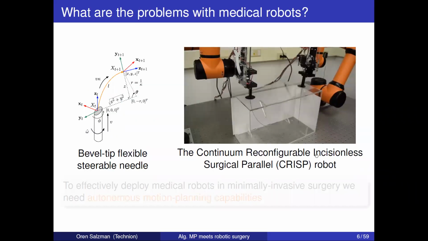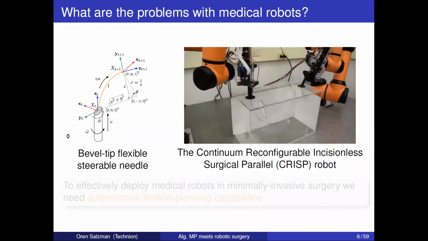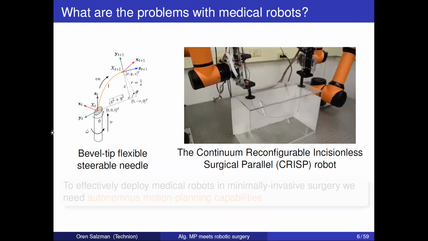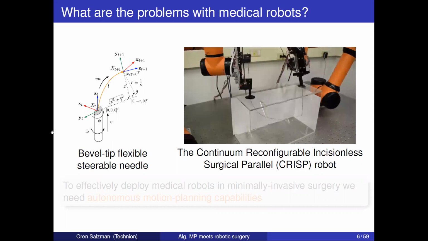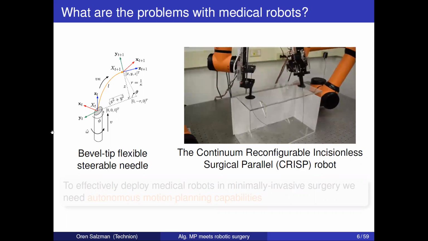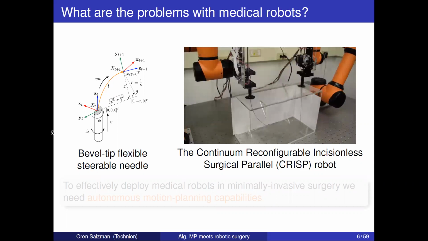So what's the problem? On the left, we see the kinematic model of one of these steerable needles, which has 2 degrees of freedom. We can rotate the base or push it. On the right, we can see a video, I hope you can see it, where the manipulators are moving and the tip of the robot is following a circle in 3D.